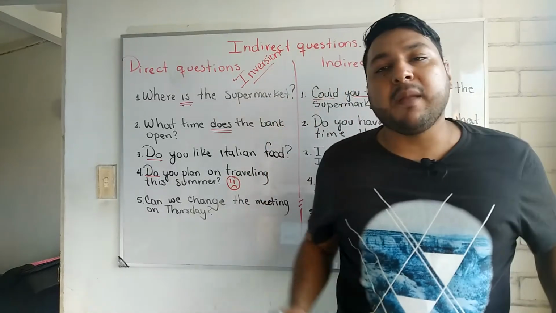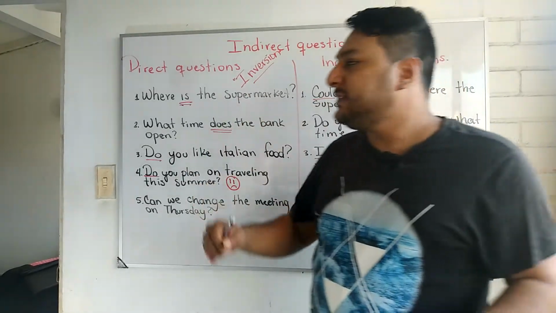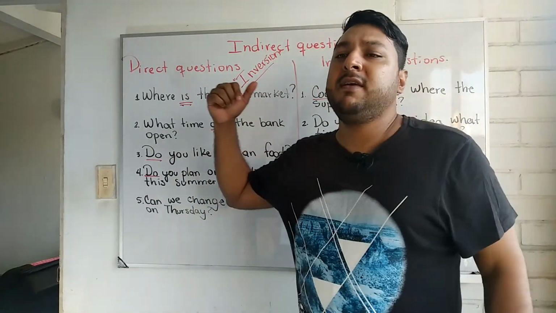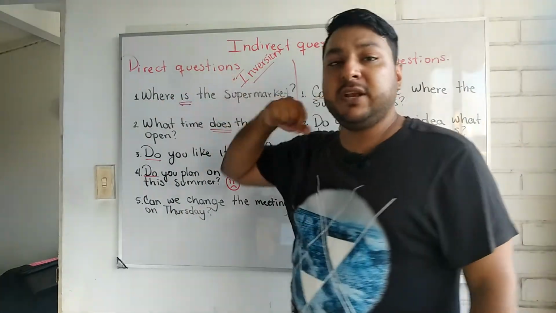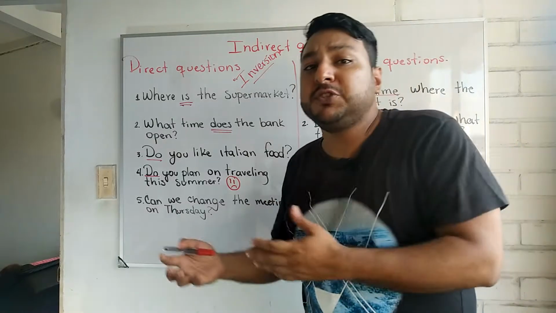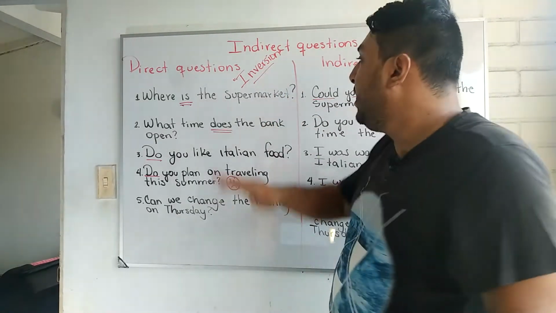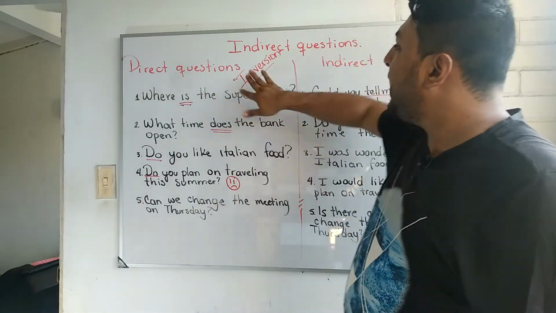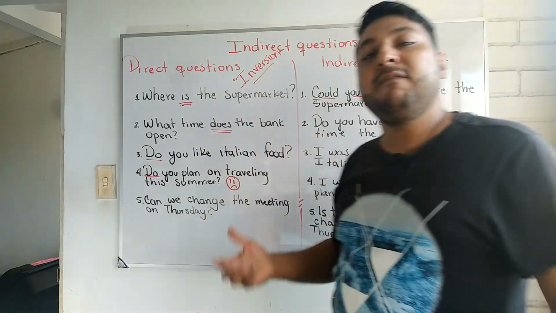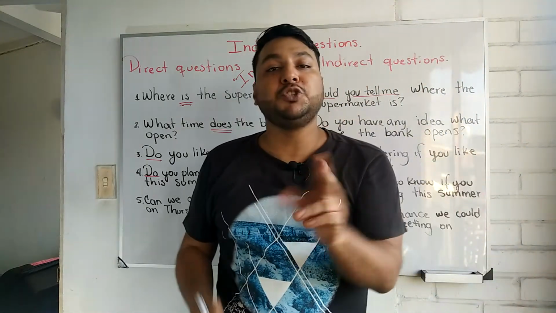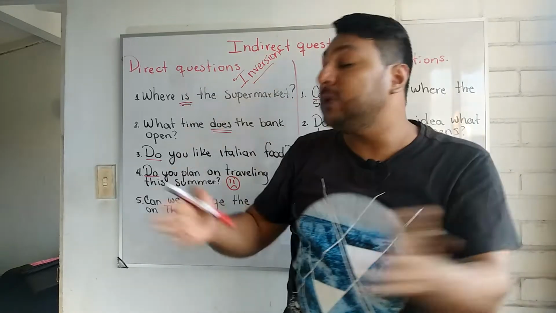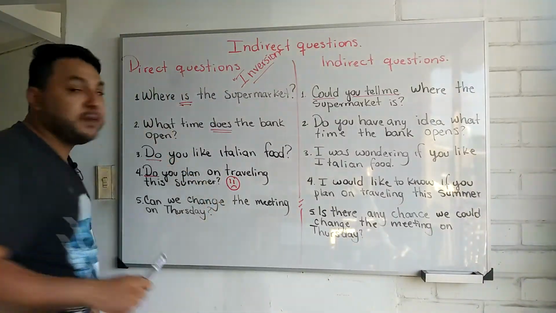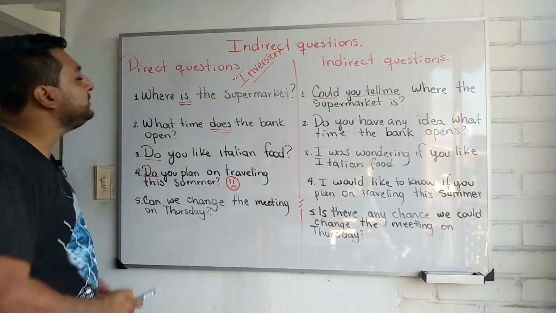Alright, but before we talk about indirect questions, let's give it a check to what direct questions are. So a direct question is basically a question we consider as a normal question. In those questions, we use the inversion. What is the inversion? The inversion is that moment in which you switch the auxiliary and the subject in position. So here we have some examples of direct questions.